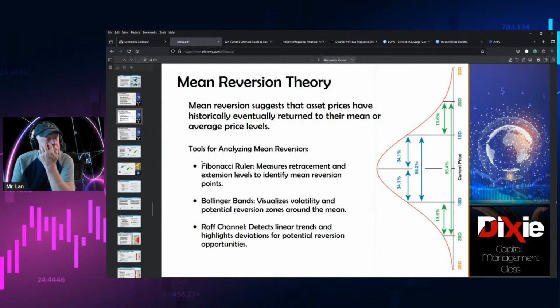That's why Fibonacci works. That's why Bollinger Bands work. That's why the RAF indicator works. That's why all those tools were created, because those tools analyze mean reversion. The Fibonacci ruler measures retracements and extension levels to identify mean reversion points. Bollinger Bands visualize volatility and potential reversion zones around the mean. RAF channel detects linear trends and highlights deviations of potential reversals. Okay, that's what that whole thing is all about.